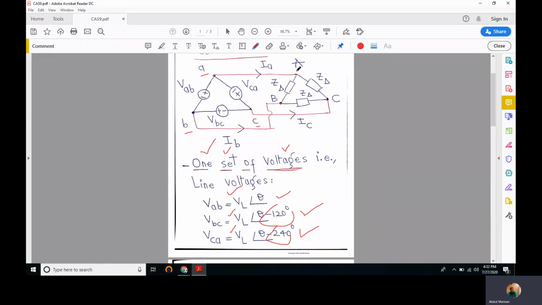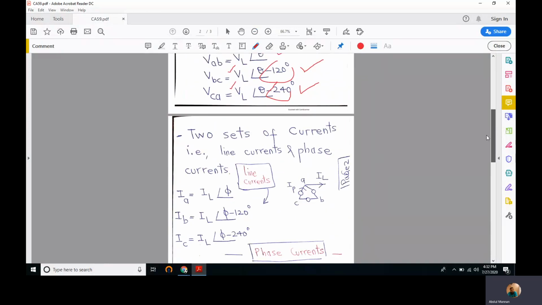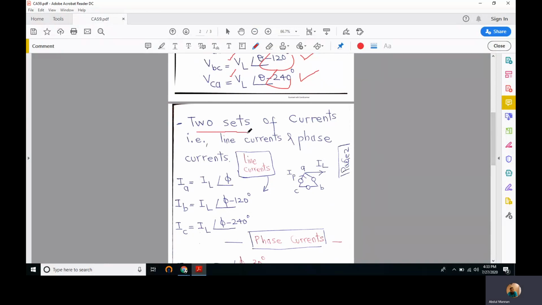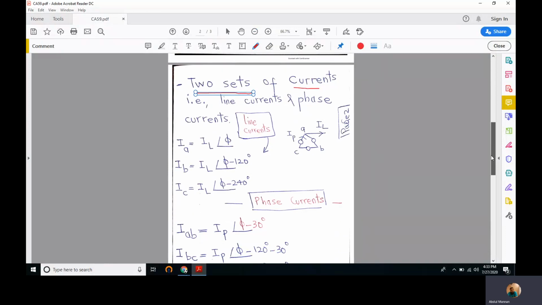Similarly, on the load side, we have terminals capital A, capital B, and capital C, and we have three voltages. The magnitudes of these voltages can be different, but there is only one set of voltages, both on the source and the load side. But unlike the Y-connected system, where we have only one set of currents, here we have two sets of currents. In Y-connected systems, we have only one set of currents and two sets of voltages. Here we have one set of voltages and two sets of currents.